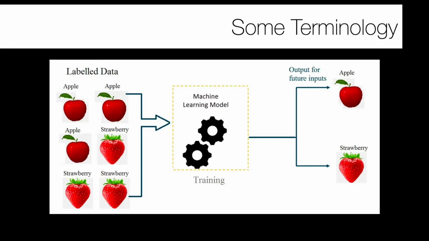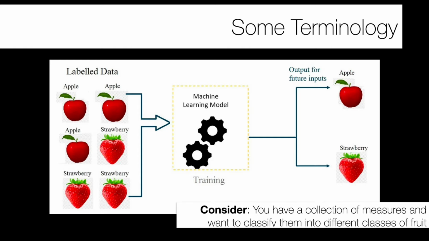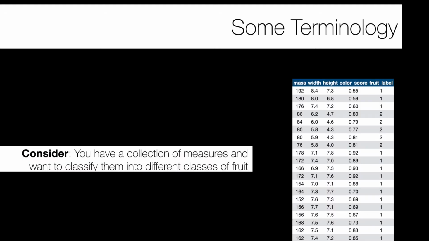Here, though, we're going to talk in the context of supervised learning about some terminology. Consider you have this collection of data, or a data set, where you have a bunch of measures about a collection of different kinds of fruit, and you want to classify them into whether they are one of two types of fruit. Is this fruit an apple or a strawberry? Now you imagine that maybe this is what your data looks like.